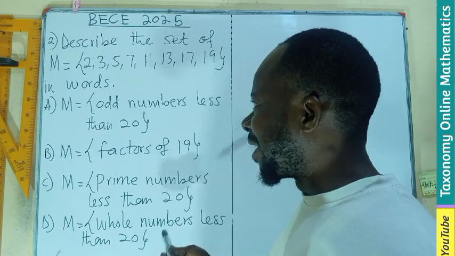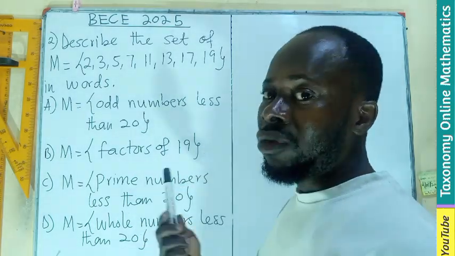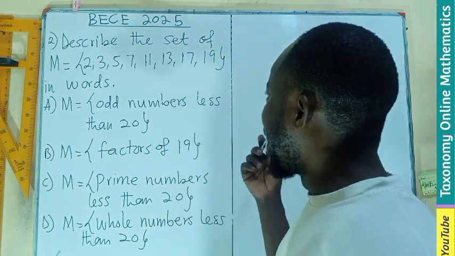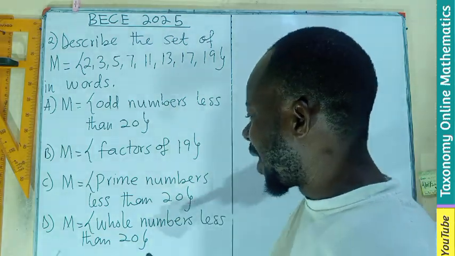Prime numbers less than 20. So let's check whether there is a number here that is not prime. 2 is a prime number, and with the set of these, all are prime numbers. But let's hold on to that and look at the last one.